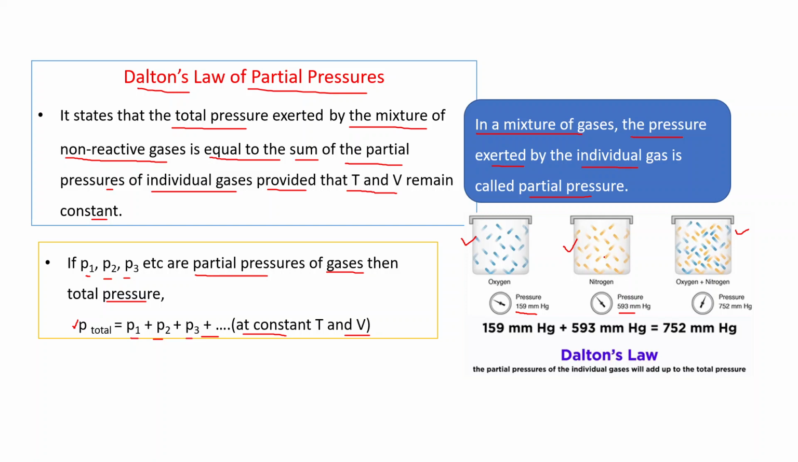You can see that the volume of this container is also similar to this one and this one. Now in this mixture, whatever pressure is exerted by oxygen and nitrogen gas is referred to as the partial pressure of that gas. According to this law, the total pressure of this mixture is the sum of the partial pressures of oxygen gas and nitrogen gas, and this is equal to 750 mm mercury. Is that clear?